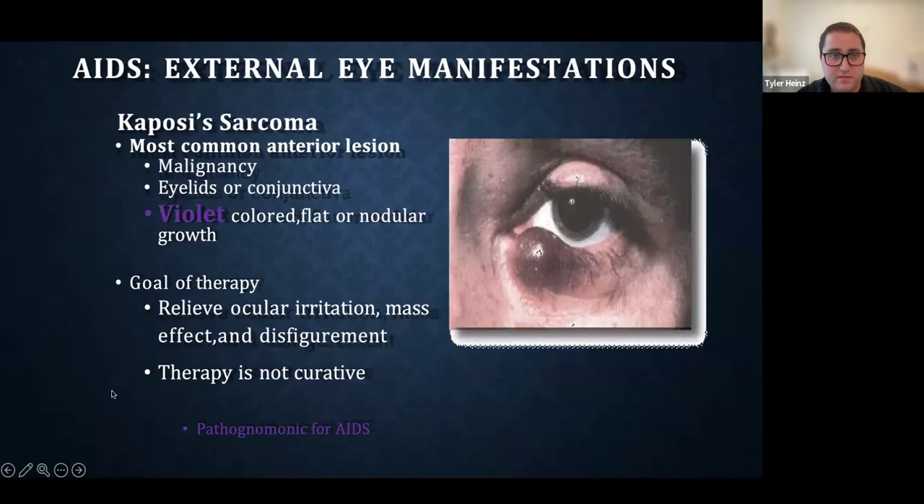So again, this Kaposi sarcoma, this is an important point. I want everyone to listen. The Kaposi sarcoma, the big violet nodular growth, it could be flat, could be nodular. If they have this big growth on the eyelids or the conjunctiva, that growth means that they are an AIDS patient. And if they are an AIDS patient without it, keep looking out for it.